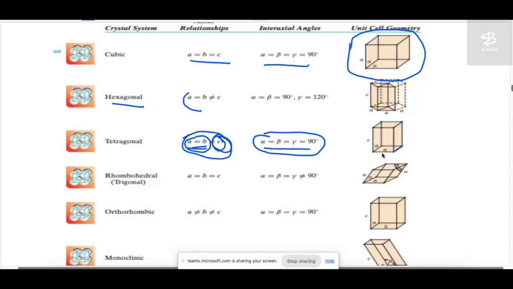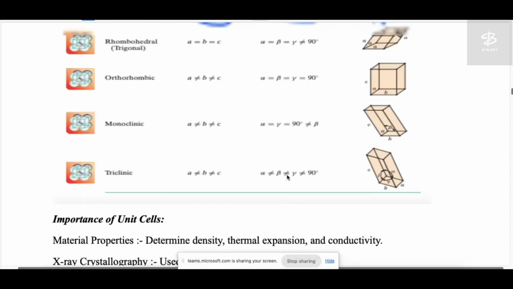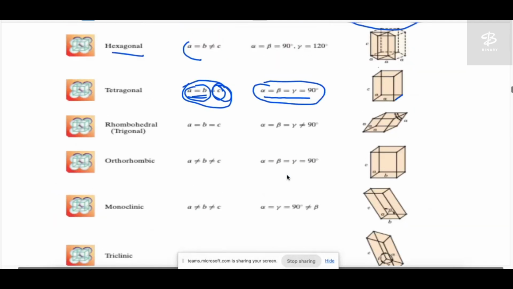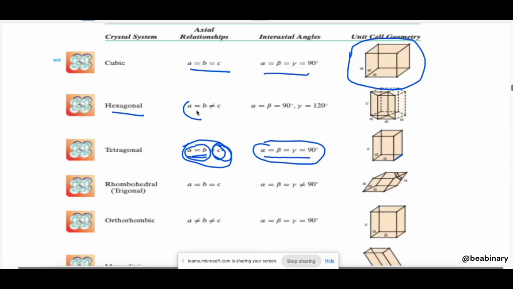Similarly, these are the examples of hexagonal. A, B not equal to C here, but the angles alpha, beta are equal to 90 degrees, but gamma is not equal to 90 degrees; it has the definite angle which is 120 degrees. As you can see here in the given example, this is the example of hexagonal.